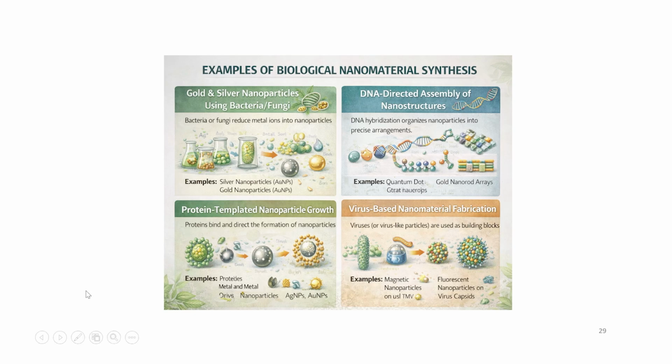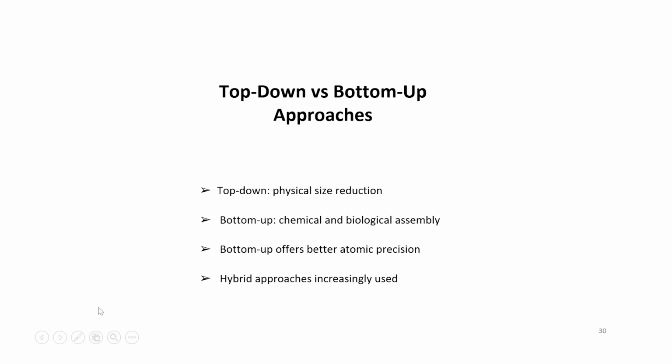So, the examples of biological nanomaterial synthesis: gold and silver nanoparticles using bacteria and fungi, DNA directed assembly of nanostructures, protein templated nanoparticle growth, or virus based nanomaterial fabrication. So, top down versus bottom up approaches. You compare the top down with the bottom up approach. Top down approach is basically physical. Let's just revise and differentiate between the two techniques.